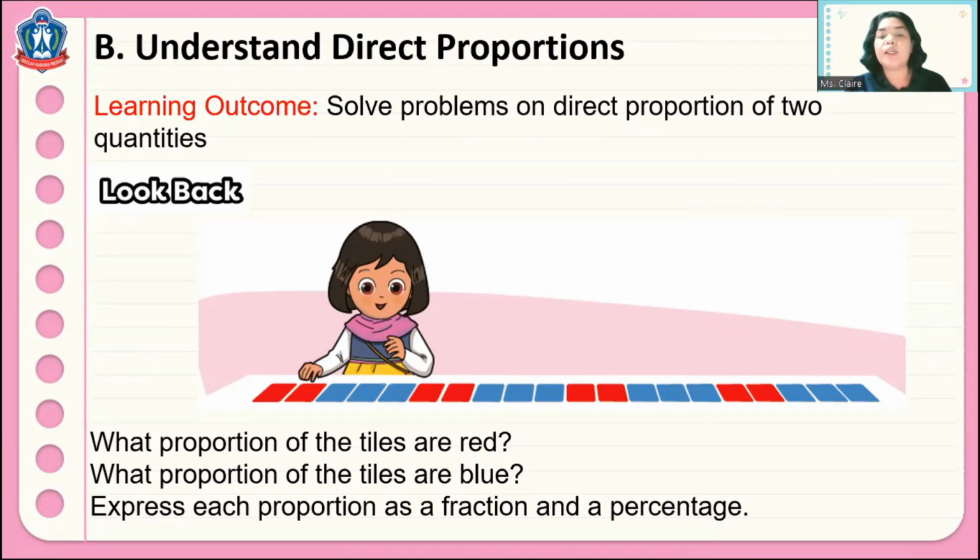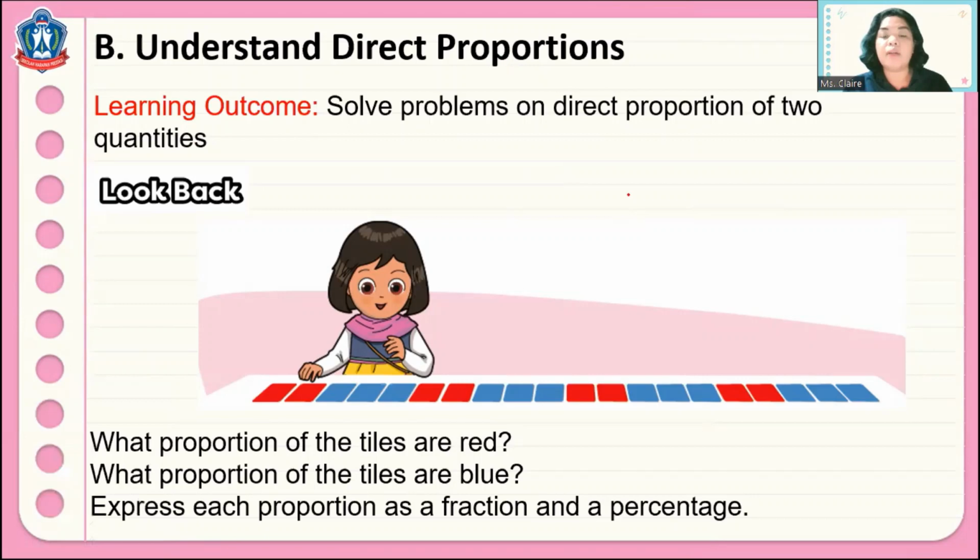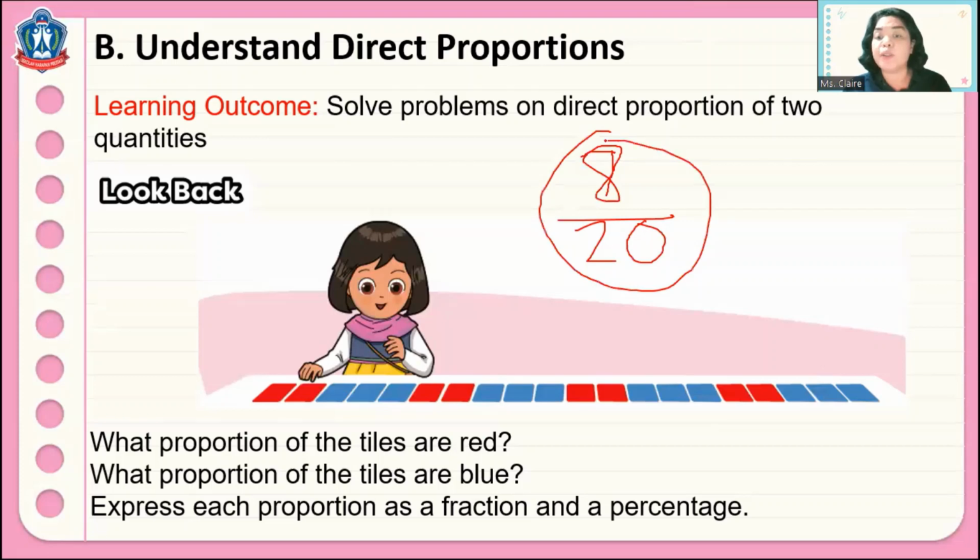So in this picture, we can say that there are 8 red tiles, and the total number of tiles is 20. So the proportion of the red tiles is 8 out of 20. Okay? We can also change this into a percentage. How about the proportion of the blue tiles? So children, if you know the answer, you can share that during our class.